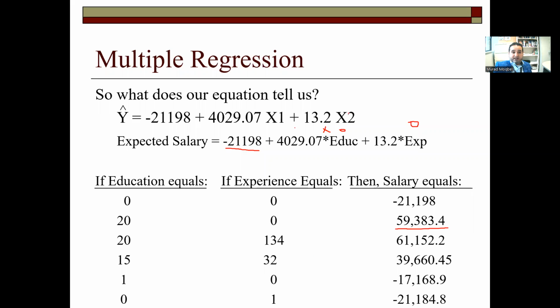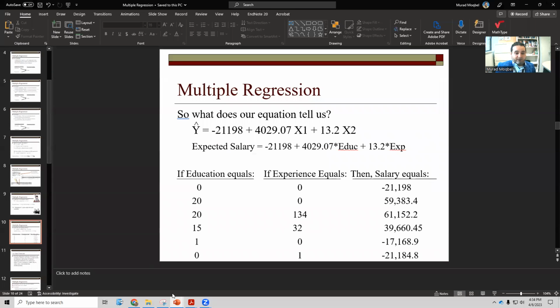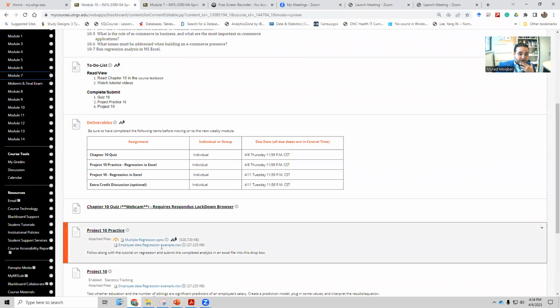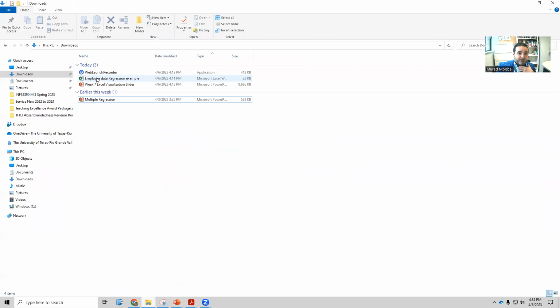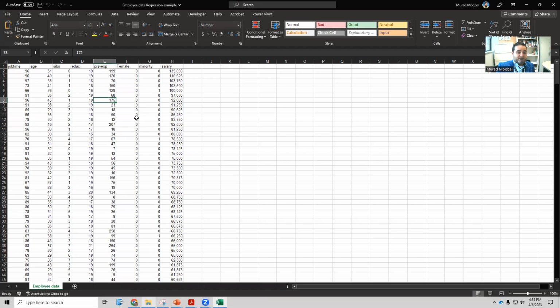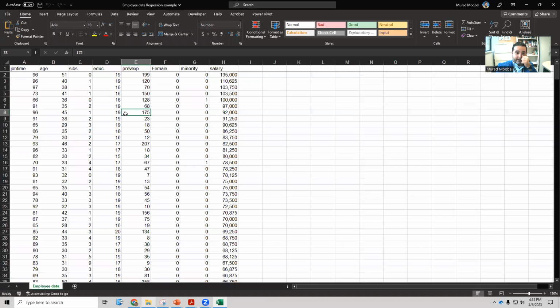So now let's run this analysis using Excel. All right, so now let's go to Blackboard, and I already have those files for you here. Already downloaded it. So let's click on this. All right, so this is the data set that I provided to you. And this is our Y, what we're trying to predict, our output variable. And we said education and previous experience are our independent variables.